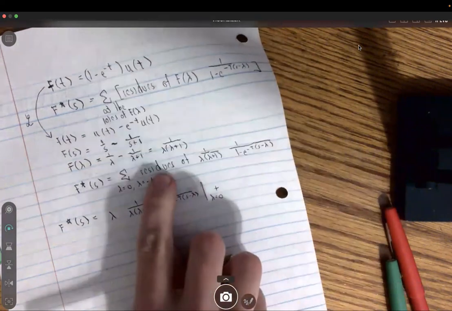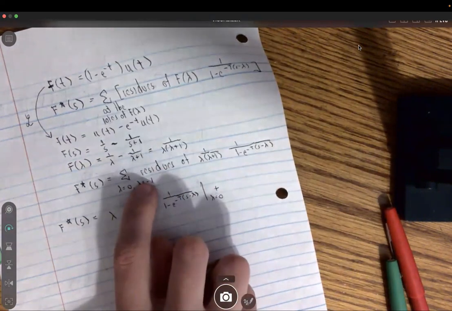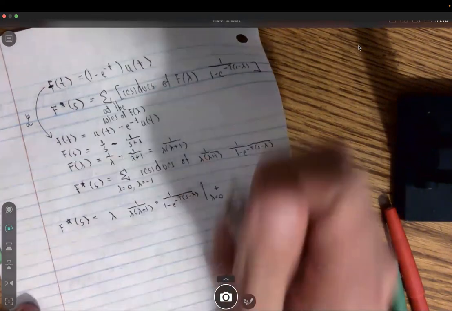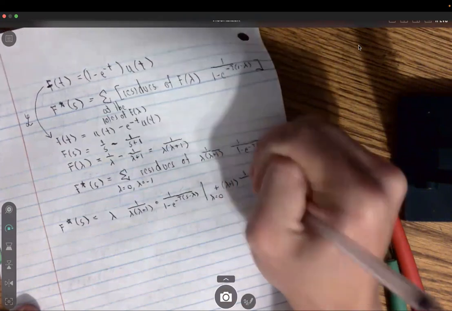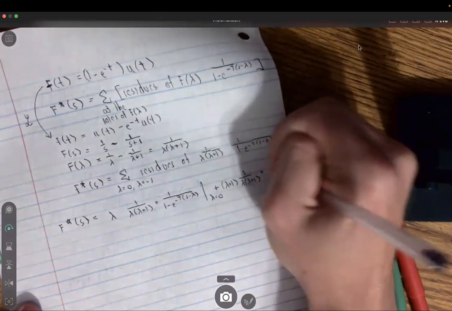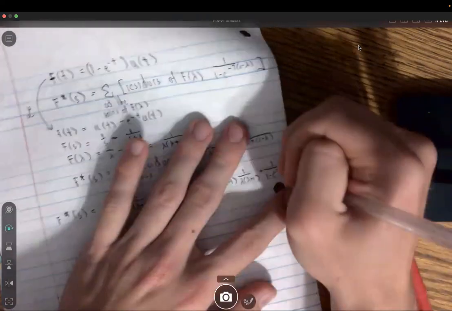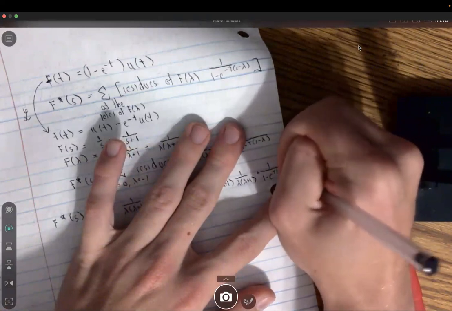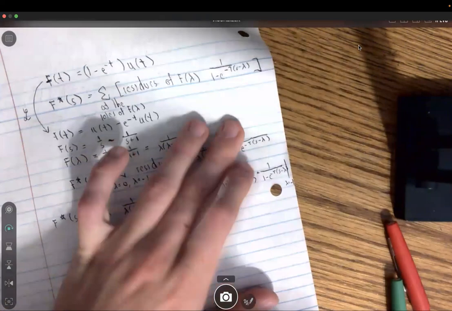Okay, and what's your next residue? Because remember, it's the summation of your residues. We accounted for the 1 at 0. We need to account for the 1 at negative 1. So multiply by the lambda plus 1. And then it's going to be 1 over lambda times lambda plus 1. And then times 1 over 1 minus e to negative t. And then s minus lambda. Evaluated at lambda is equal to negative 1.